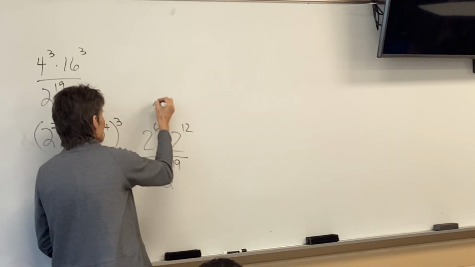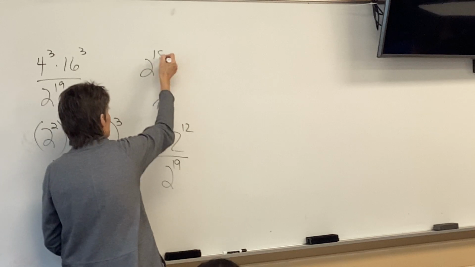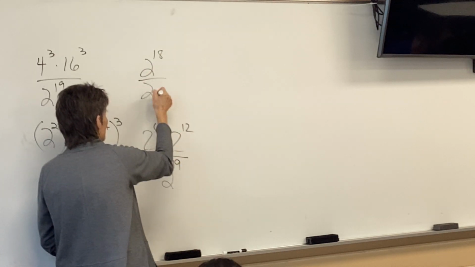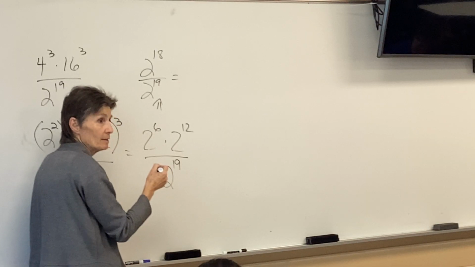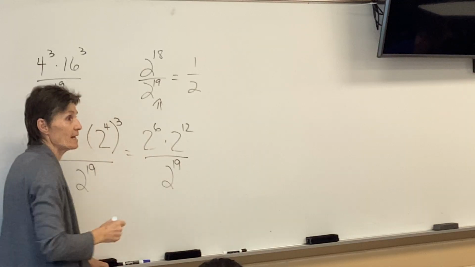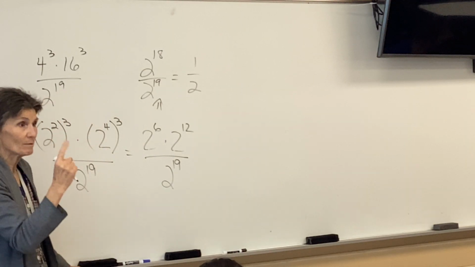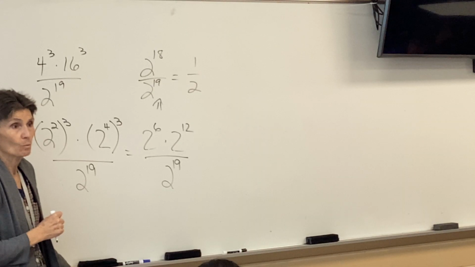Now, what do we do with these two? Add them. So that's 2 to the 18th over 2 to the 19th. What's going to happen? We get 1 over 2, don't we? Don't all the 2's cancel except one of them in the bottom? So the answer to that is 1/2.